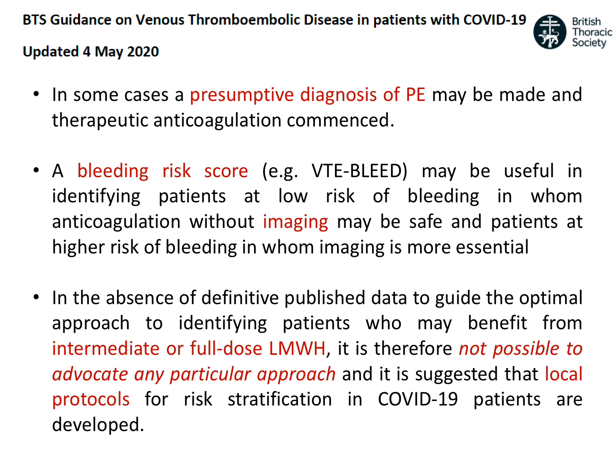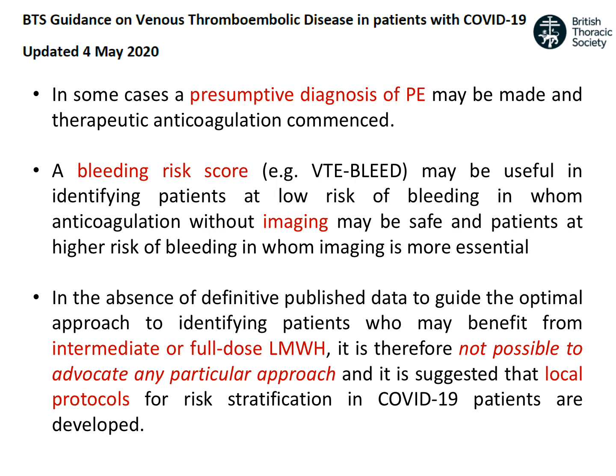So they suggested that we should image patients to diagnose the PE, but because this sometimes is very difficult because of the many logistics and the risk of transmission of the infection, a presumptive diagnosis of PE can be made. But they suggested to triage patients according to a bleeding risk score, to see which patients we can give a higher dose of anticoagulation if they are low risk of bleeding without imaging, and which patients, because they have a high risk of bleeding, should be imaged.